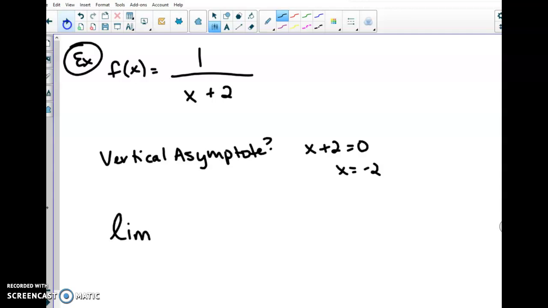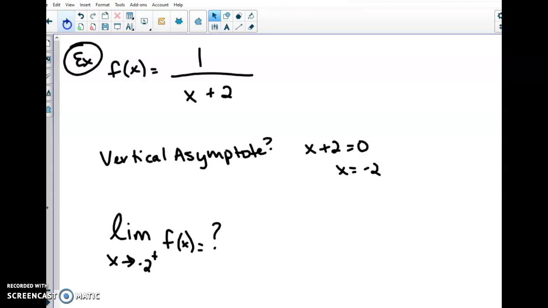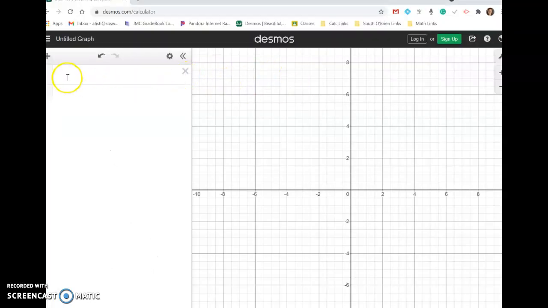So then we're going to ask, okay, what's the limit as x approaches -2 from the right of f of x? And this is where tables come into play. And with those tables, you need to use Desmos. Now, normally I tell you, Desmos, just graph it. You technically could, but like I said, you need to learn how to use the table feature on Desmos. So we go to Desmos. There's this little plus sign here.